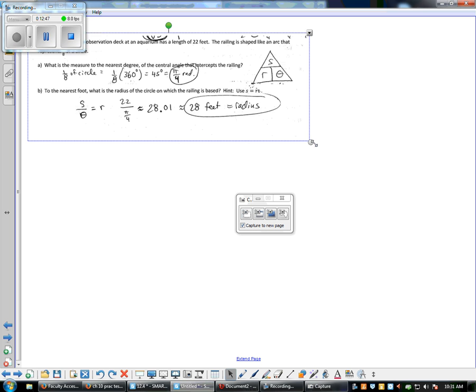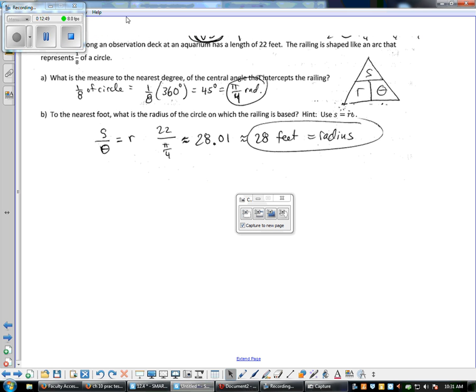All right, for this problem, it says a railing along an observation deck at an aquarium has a length of 22 feet. The railing is shaped like an arc that represents 1/8 of a circle. Well, 1/8 of a circle would be 1/8 times 360, which is 45 degrees, which is the same as pi over 4 radians.